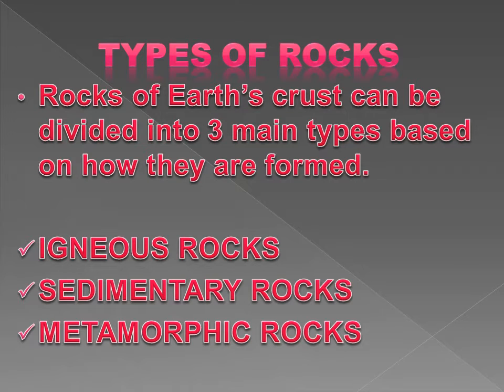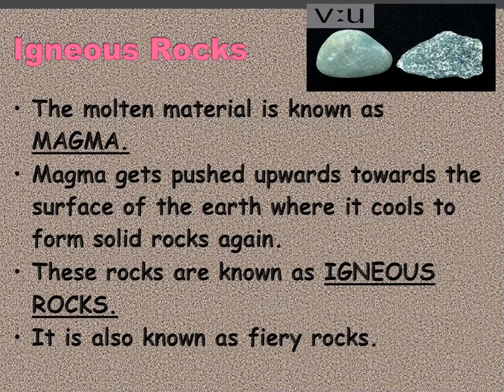The rocks on the Earth's crust can be divided into three main types based on how they are formed. They are igneous rocks, sedimentary rocks, and metamorphic rocks. Now let us see in detail about igneous rocks and what are the various types of rocks which come under this group.